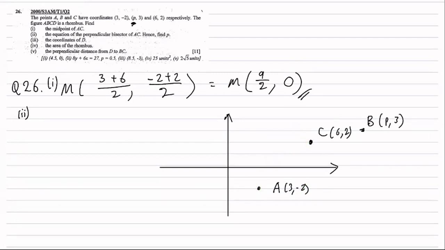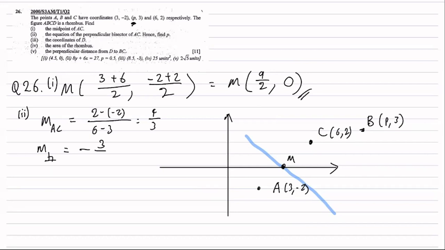Now, equation of the perpendicular bisector of AC. We know AC is here. The midpoint we figured out is here, 9/2, 0. The perpendicular bisector must be this line. So let's just find the gradient of AC first. That will be 2 minus -2 over 6 minus 3. This is just 4/3. Therefore, m perpendicular must be -3/4.